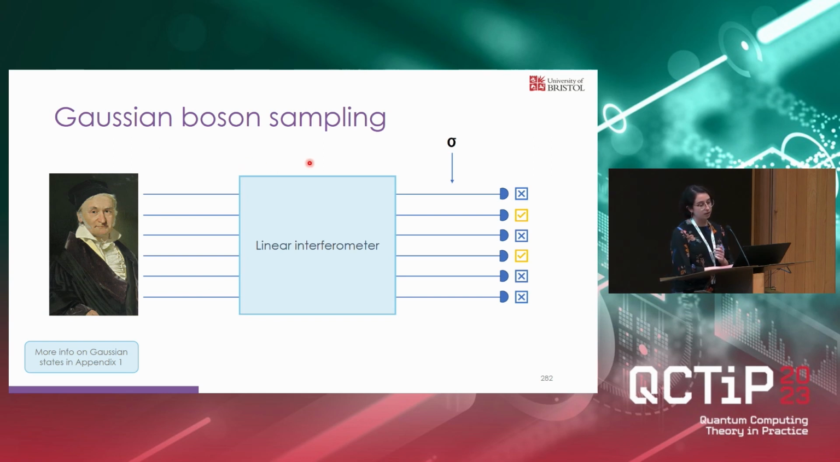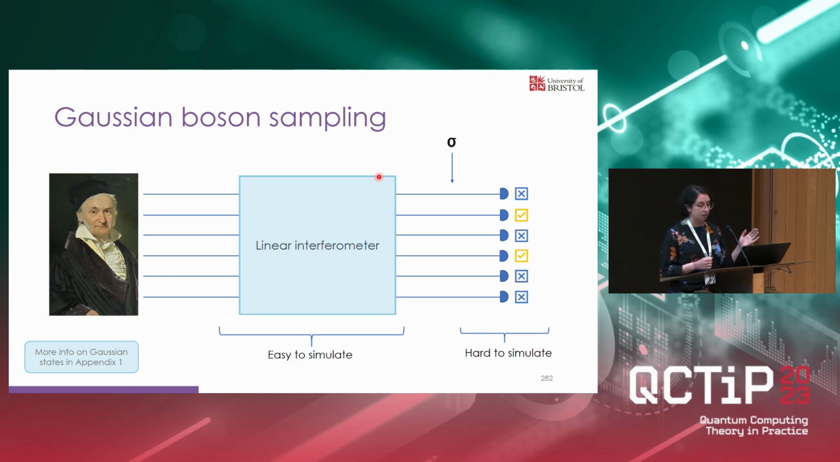Importantly, as long as you're applying these passive optical transformations, you're still in the Gaussian formalism. So that means that you can follow the whole evolution of your quantum state through matrix multiplication on this 2n by 2n covariance matrix. And that means that actually up until the measurement stage, this is efficient for a classical computer to do. It's just measuring when that's a non-Gaussian operation, and that's the bit that's difficult to calculate.